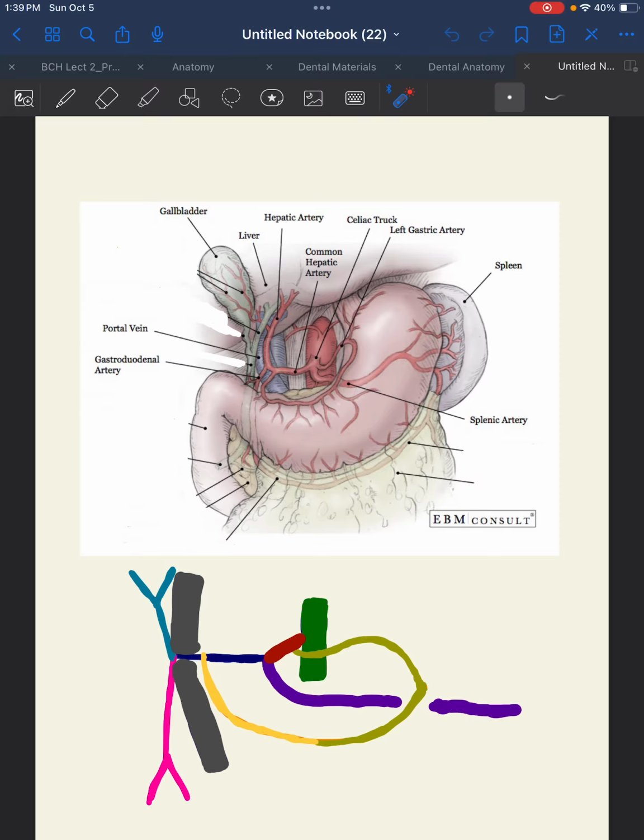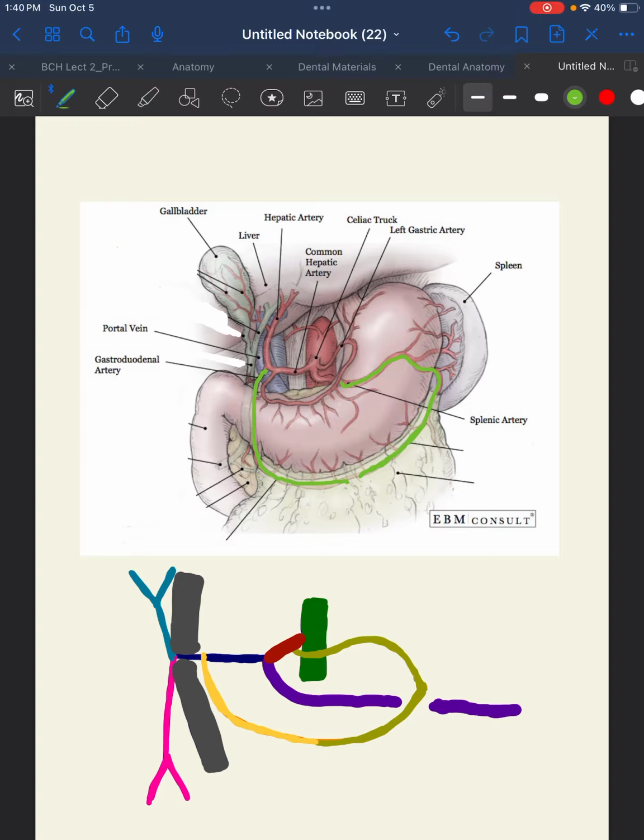Now, one more thing to know, this is actually very well indicated on this diagram, is if you follow the splenic artery, you'll notice it branches off to this artery right here. This is known as the left gastroepiploic artery. And then if you follow the gastroduodenal artery right here, this is known as the right gastroepiploic artery.